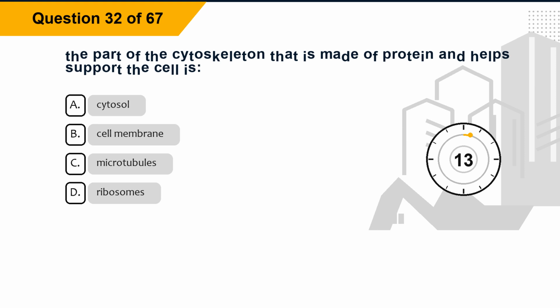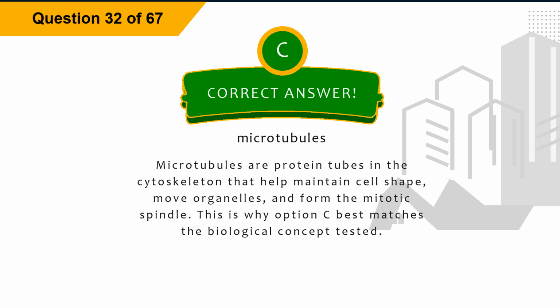Question 32. The part of the cytoskeleton that is made of protein and helps support the cell is: Option A, cytosol. Option B, cell membrane. Option C, microtubules. Option D, ribosomes. The correct answer is option C, microtubules.